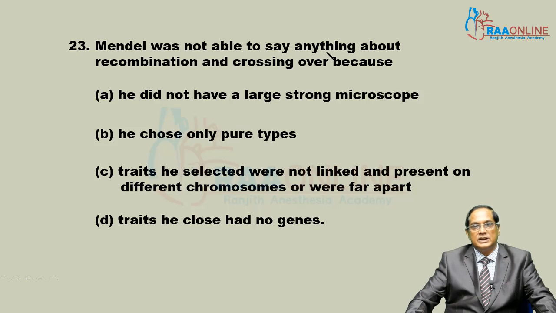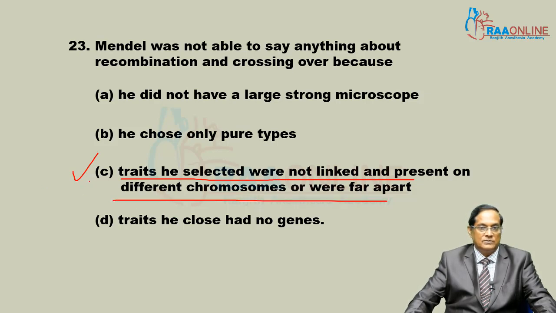Mendel was not able to say anything about recombination and crossing over. Mendel was wise actually. He didn't study those characters which are linked. That is the better answer. The traits he selected were not linked. This is correct. If they were linked, then he would not have been able to give the law of independent assortment. So that's why this answer is right. He didn't study linked features.